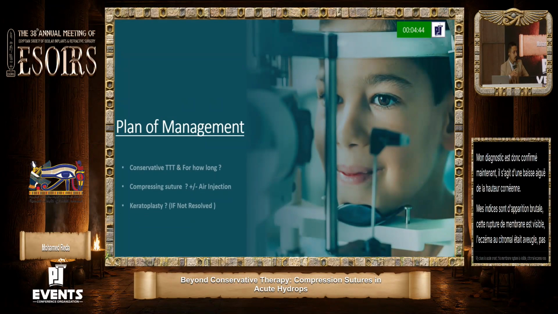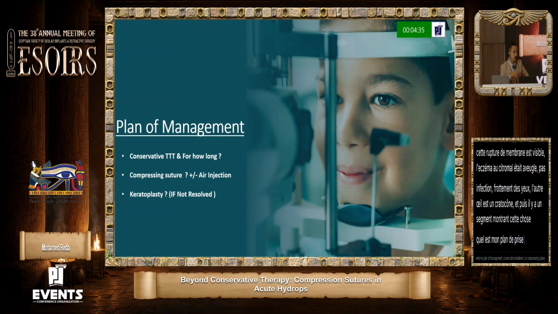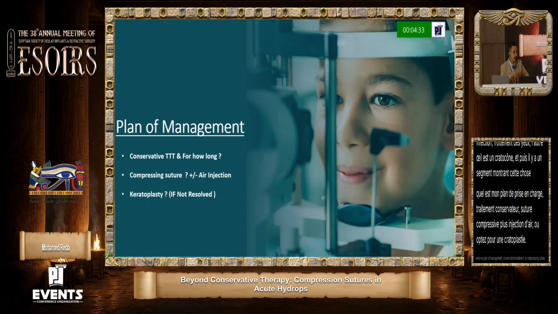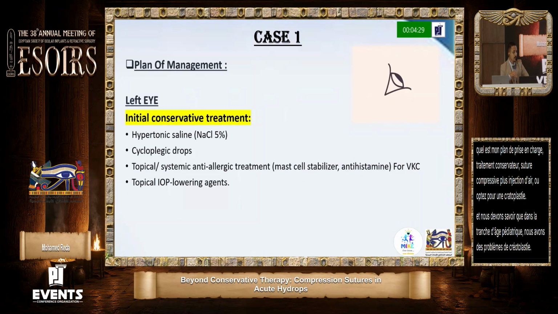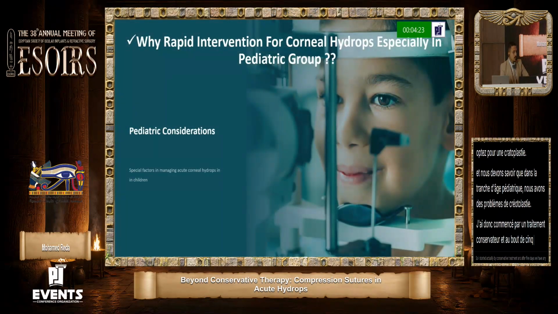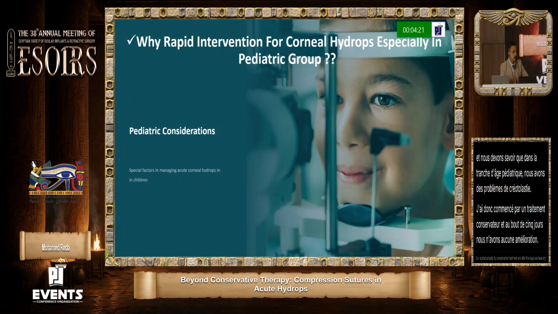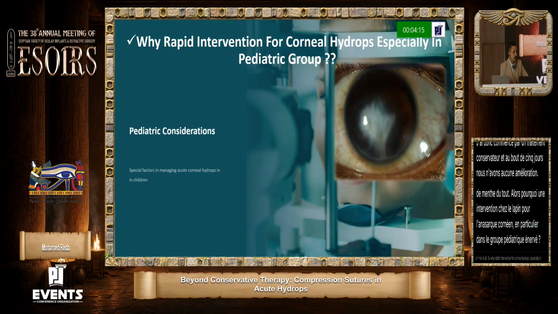So what is my plan of management: conservative treatment, or compressing suture plus air injection, or go for keratoplasty? And we have to know in the pediatric age group, we have issues for keratoplasty. So I started by conservative treatment, and after 5 days, we had no improvement at all. So why rapid intervention for corneal hydrops, especially in the pediatric age group? What are we afraid of? Prolonged edema could lead to strong opacity like that.